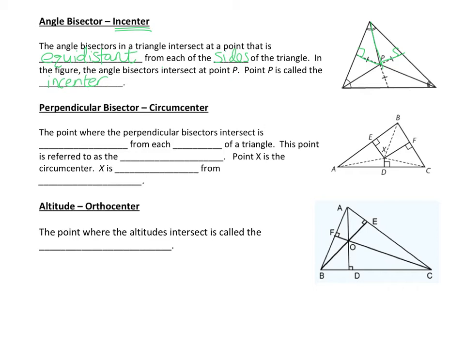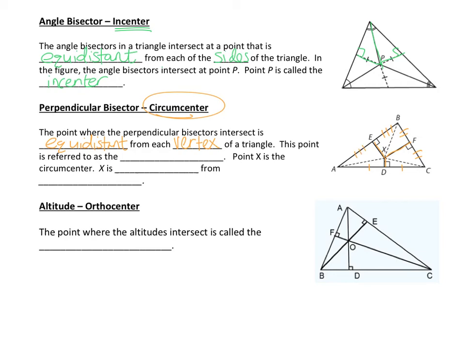With our perpendicular bisectors, the name of the point of concurrency is called the circumcenter, and the point where the perpendicular bisectors intersect is equidistant from each vertex of our triangle. Remember, perpendicular bisector means that it is perpendicular to the side, and that means that it bisects your side as well. So XF is another perpendicular bisector, so it bisects that segment and it's 90 degrees. Same with XE, it is perpendicular to that side, plus it is cutting it in half.